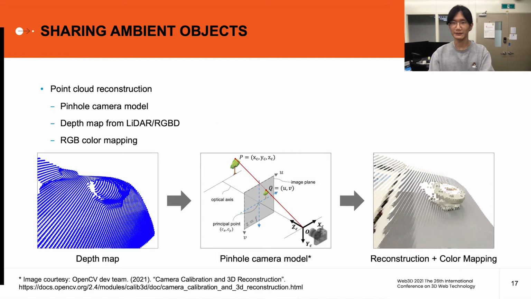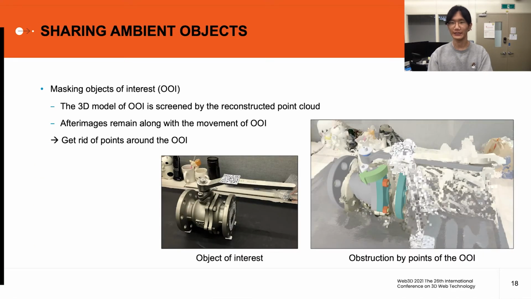The point cloud reconstruction process is quite simple. We recovered 3D positions of points from a LiDAR depth map by using the pinhole camera model and a triangle resemblance. Before the point cloud, which we got just now, is joined to the entire point cloud, we should remove points that disturb the virtual environment. These points are generated from the surface of OOI and screen the 3D model of OOI, making it difficult for the users to recognize the model.